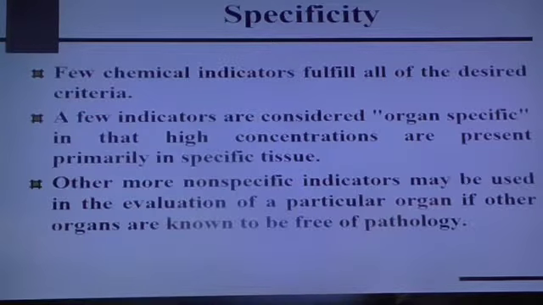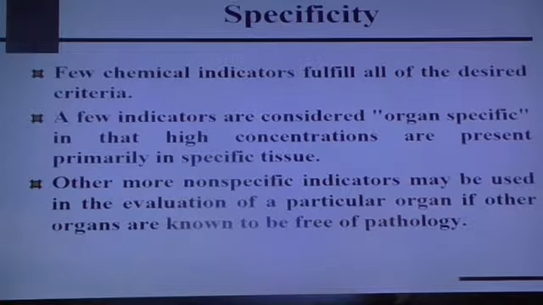Now, specificity. As I say, very few tests will fulfill all these desired criteria. As far as specificity is concerned, there's no such thing as 100%. There are a few that we consider specific, like ALT in the liver of a dog and a cat. We also may look at CK in striated muscle of animals. But there's always a little bit, and some animals will not read the book either. So again, that's why we run more than one test.